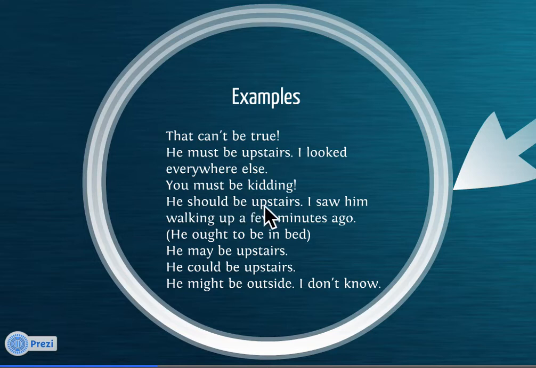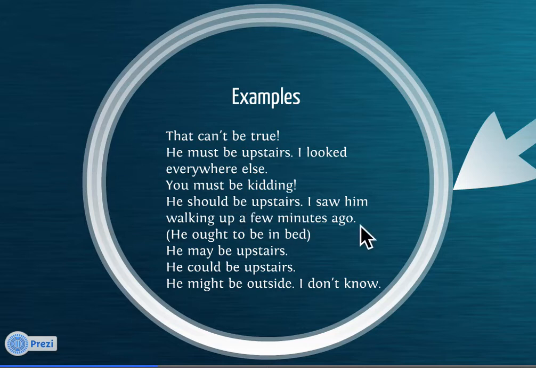Or he should be upstairs. I saw him walking up a few minutes ago. Be careful with this one, because when we use it as a possibility, it must be something like this. When you see something in the present, then your conclusion about what's going on is with should.